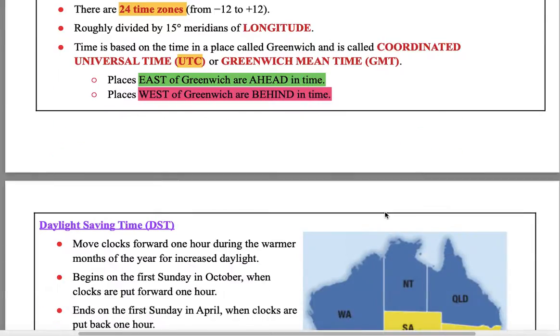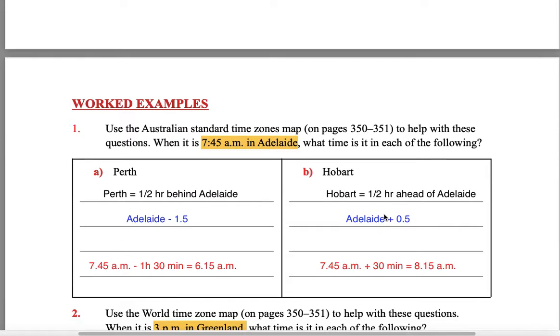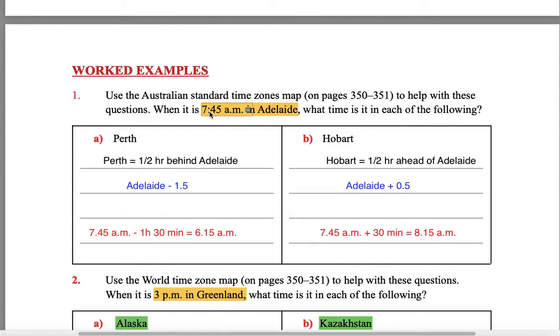Now, let's have a quick check of what the question was actually asking us to do, to make sure we're getting it right. So we want to know the time. If Adelaide is this time, we want to know how much it is compared to Perth. So Adelaide is actually 1.5 different, okay? So Perth is 1.5 hours behind Adelaide. So I need to minus 1.5 hours from my original time to get 6:15 a.m. Make sure as well that you are putting in that a.m., really important.